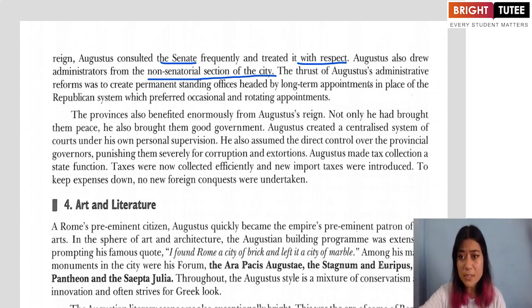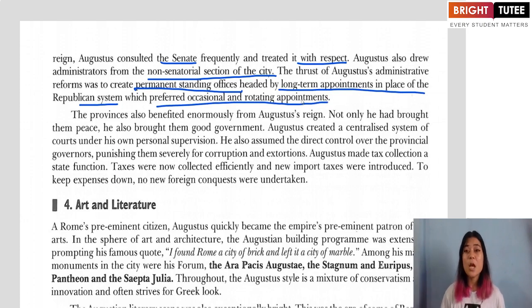The thrust of Augustus' administrative reform was to create permanent standing offices headed by long-term appointments in place of the republican system, which preferred occasional and rotating appointments. So the main aim of Augustus was to make sure that the positions, the jobs, the offices that he was creating, and the appointment of administrators, officials, nobles that he was doing, were long-term appointments. These were not changed frequently. So he wanted to make permanent standing offices.